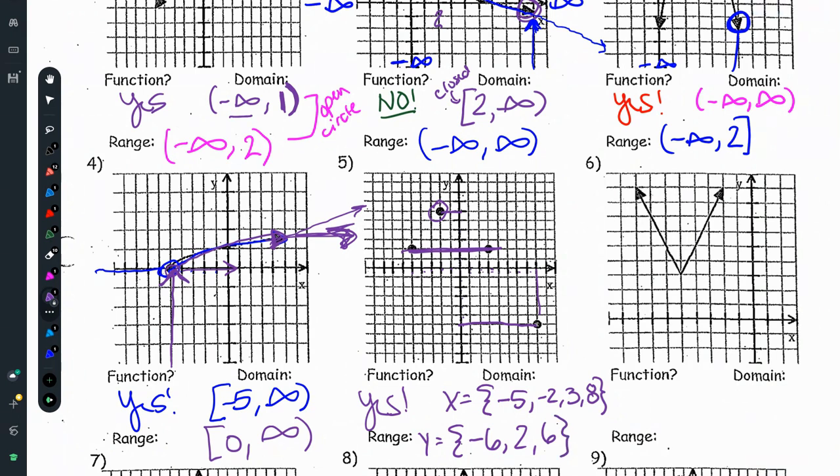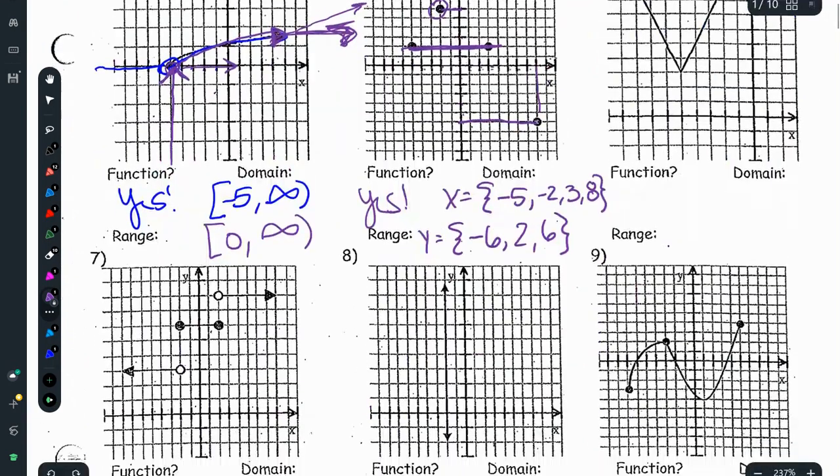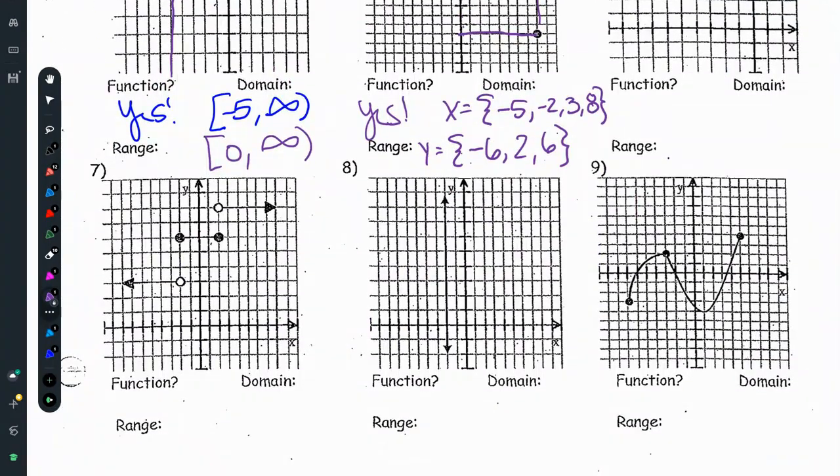So when we have points, we list out the specific x coordinates for the domain. Sorry, x is the domain. And then we list out the y's for the range. And we always list them from smallest to biggest. And we always put them inside these squiggly braces because these squiggly braces represent set notation. So this is the proper mathematical way to write these. Okay, we're going to skip ahead.